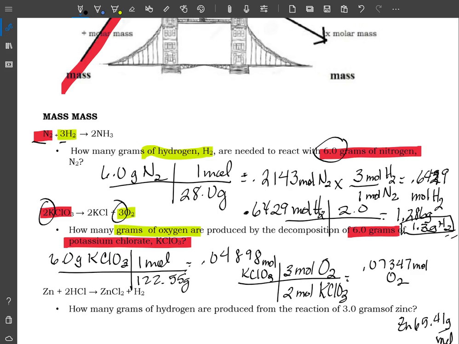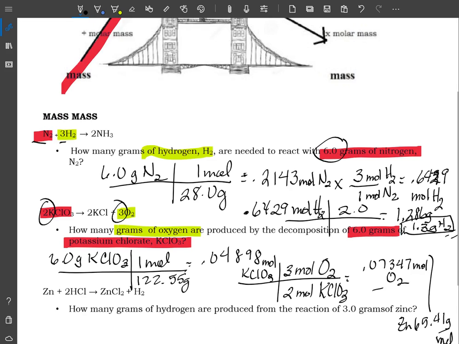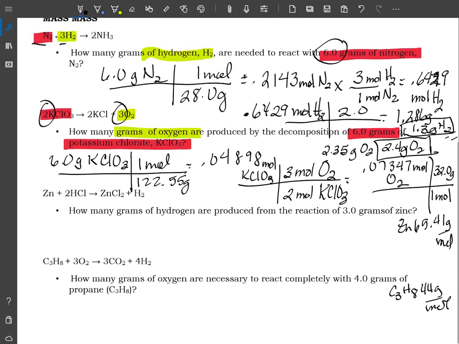And now I need to go back to grams because I need to find grams of oxygen. So I'm going to multiply by the molar mass of oxygen, which is 32 grams in 1 mole. I'm running out of space here, so I'll put it up above. 2.35 grams of oxygen, which rounds to 2.4 grams once we do significant figures.